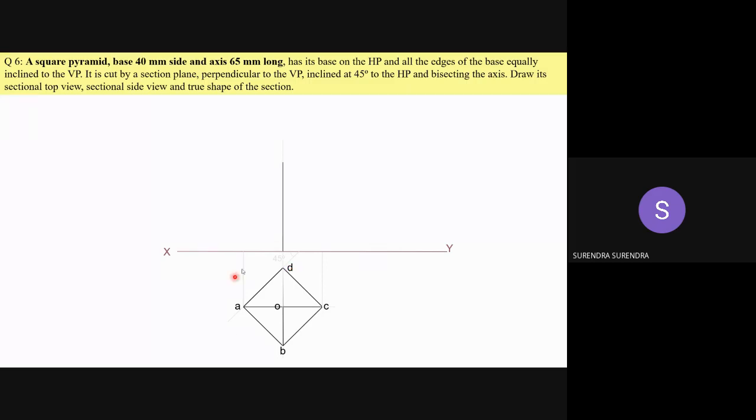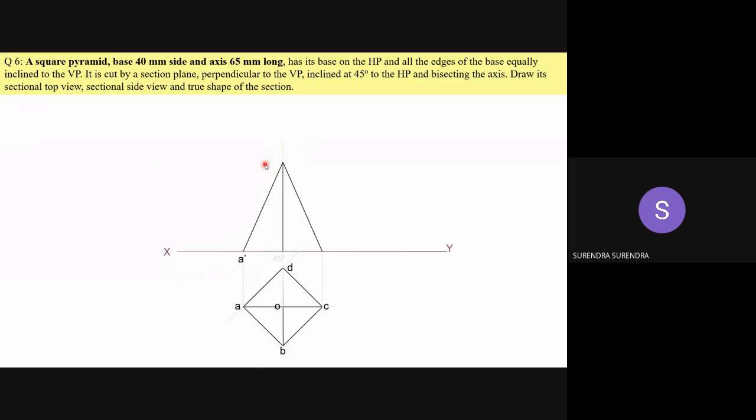As the base is on the horizontal plane, project the base points only up to the XY line and axis. Draw the length of the axis as per the given dimension. What is the given dimension? Axis 65 mm long. So draw the axis for 65 mm. Join all the base points to the apex.